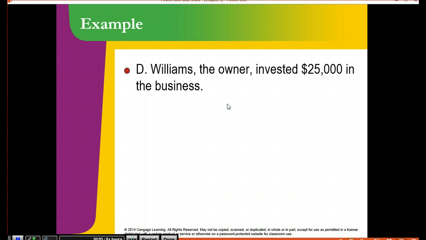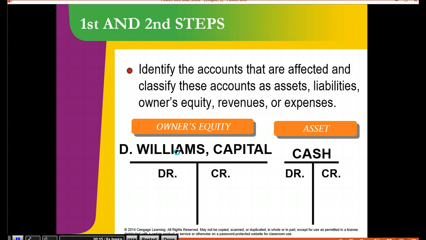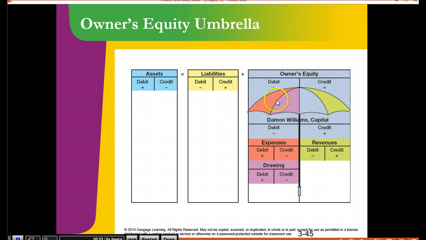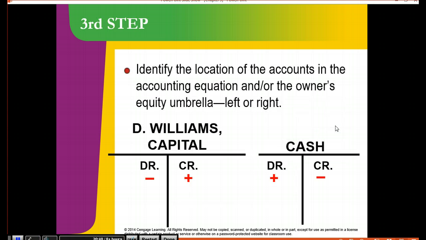There's no other notation said what denomination it was in, so we have to assume that $25,000 is in cash. So I have cash and capital. So there's my two accounts. Owner's equity is D. Williams Capital. The asset cash is also affected. All right. So looking here, what happens to cash falls under the asset category. Owner's equity, Damon Williams Capital falls under that.